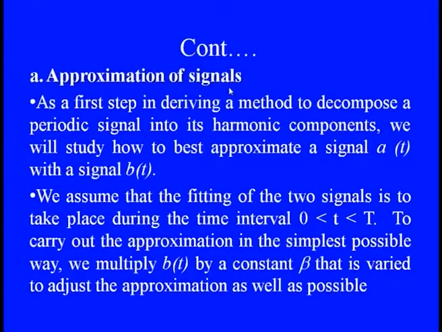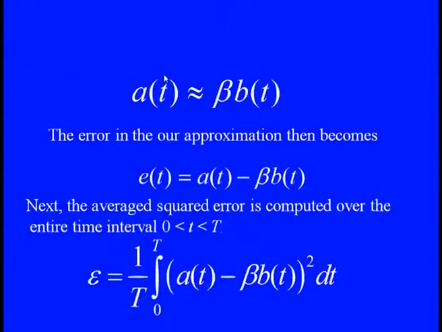So, the first step in deriving the method to decompose the periodic signal into the harmonic components, we need to first approximate a signal, say A of t, with signal B of t. And when we are fitting the two signals, combining them together over the time period capital T, we need to see the approximation in the simplest possible way by multiplying by a constant to adjust the approximation.